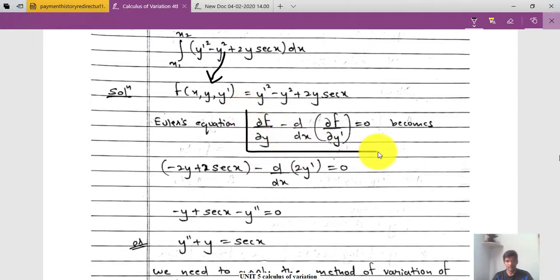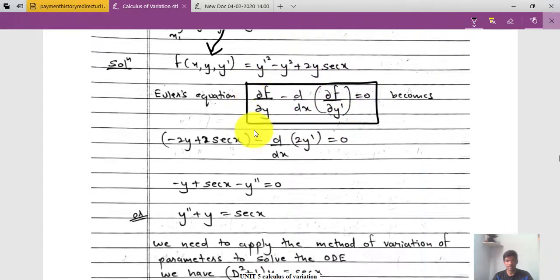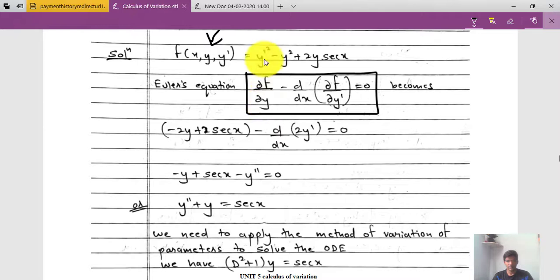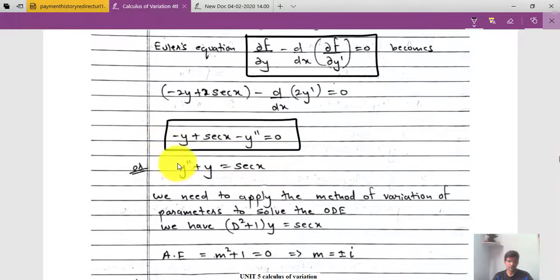Then write the Euler's equation as usual, right? So dou f by dou y becomes minus 2y plus 2y, so this is 2 sec x, right? And that is dou f by dou y prime, d by dx of 2y prime, equal to 0. Therefore here it is 2, 2, 2, I divided by 2, right? So on rearranging I get y double prime plus y equal to sec x.